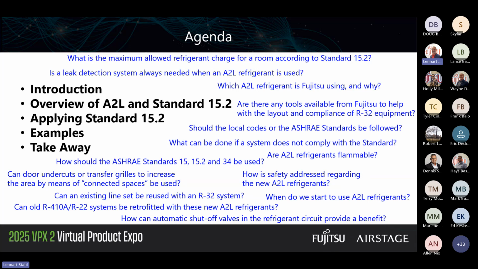Some of the questions we're going to answer, you can see here. I don't expect you to read all of them, but we have gathered questions over the last 6 months or so, and we put them together in a document, and we're going to try to address all of these, even more actually. The two most important questions in my mind are at the top: What is the maximum allowed refrigerant charge for a room according to 15.2? And also, do I need leak detection always or not? Those are the main questions we're going to focus on, but there are others that you can see there that we're going to discuss as well.